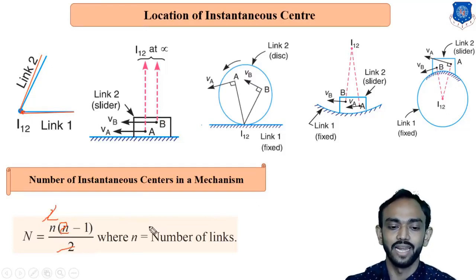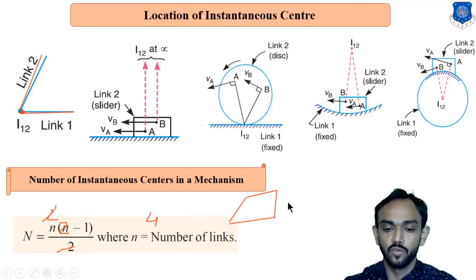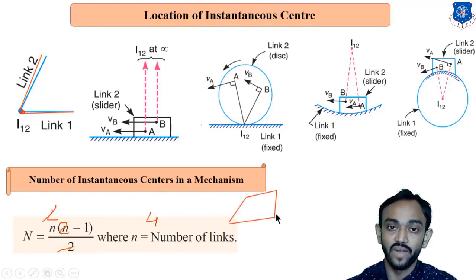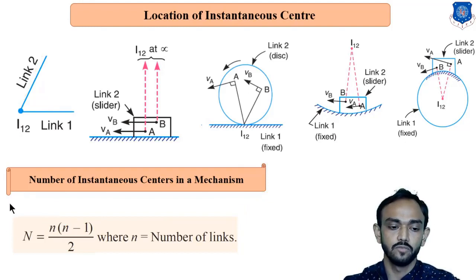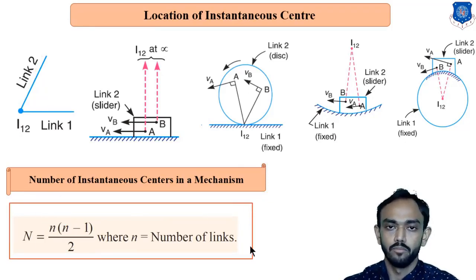But if n is 4 links, you can find how many I centers there should be. For 4 links, you get 6 I centers. Okay, so this is the relation which is very useful, because you must know how many I centers you should find in any mechanism. It depends on the number of links.